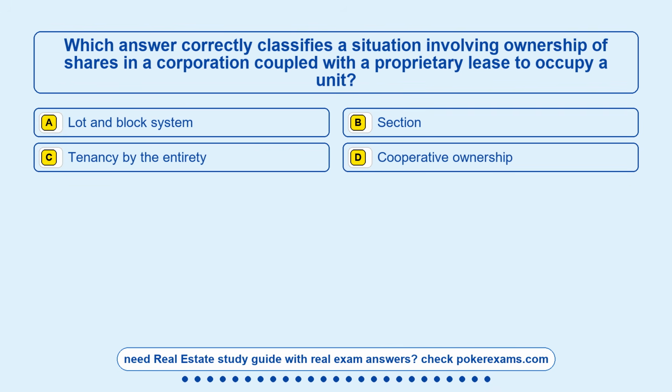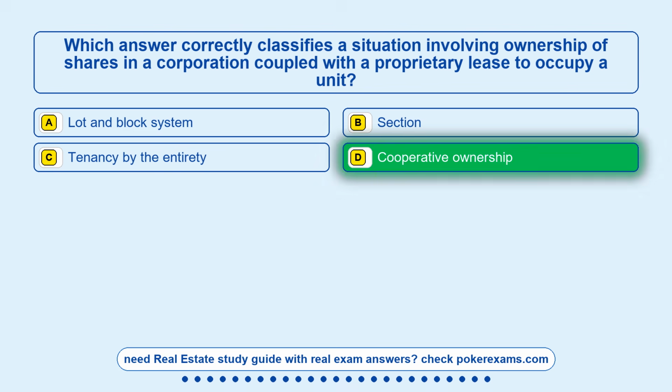Question 7. Which answer correctly classifies a situation involving ownership of shares in a corporation coupled with a proprietary lease to occupy a unit? Option A, lot and block system. Option B, section. Option C, tenancy by the entirety. Option D, cooperative ownership. The correct answer is option D, cooperative ownership.